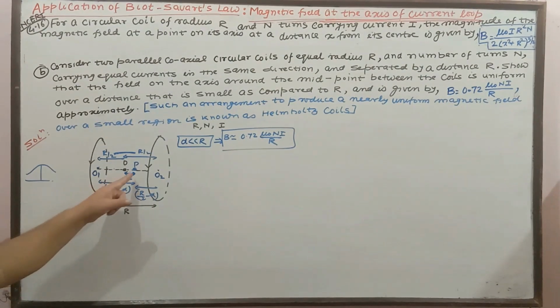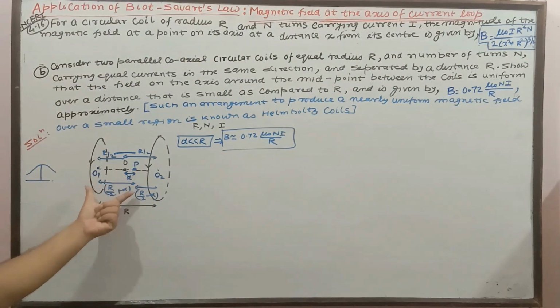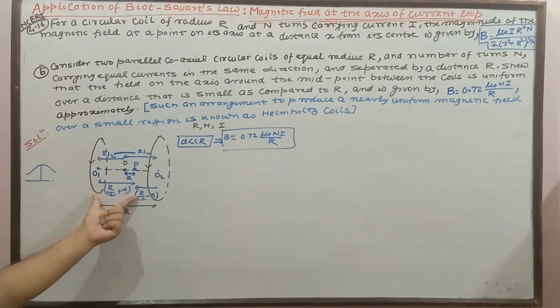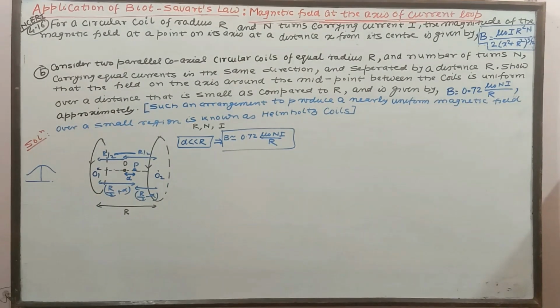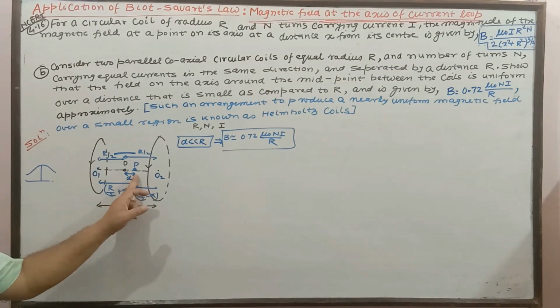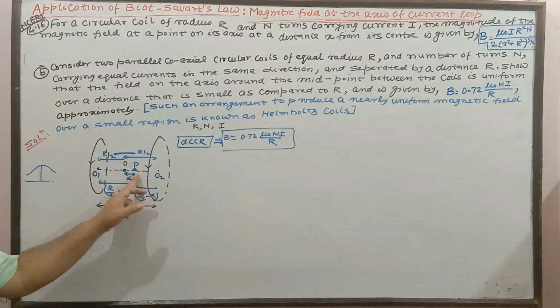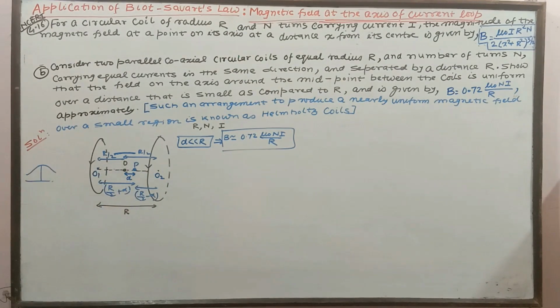Now our observation point is P, which is at R by 2 plus D from this. So due to these two coils, we are going to find out the magnetic field at point P. I am going to erase the board. So what should I like to note down? Note it down so that I can take the whole area to solve it out.